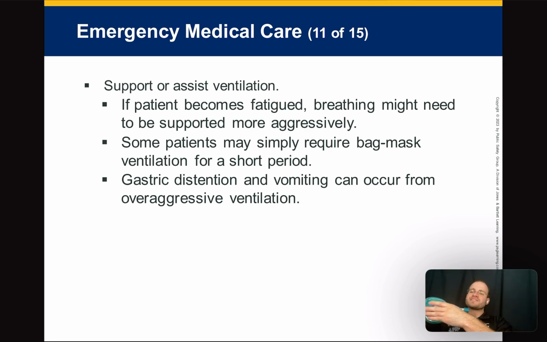Okay. And gastric distension and vomiting can occur from overaggressive ventilation. If you ventilate too much, too fast, too aggressively, air will not be going in the lungs. It'll be going in their esophagus and into their stomach, and they're going to passively regurgitate. They're going to vomit, okay? So you've got to be careful. There's a proper way to use that. We're going to cover that very extensively in lab.